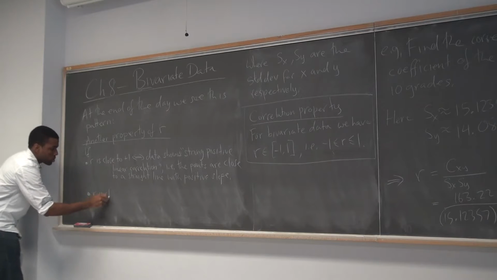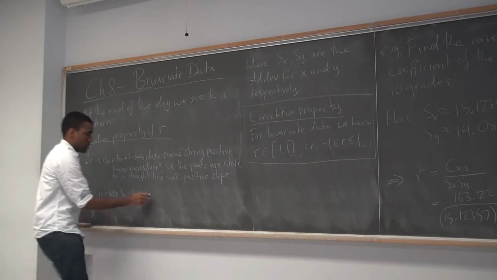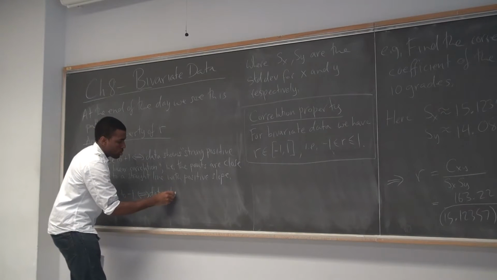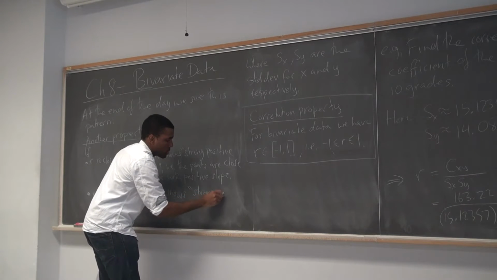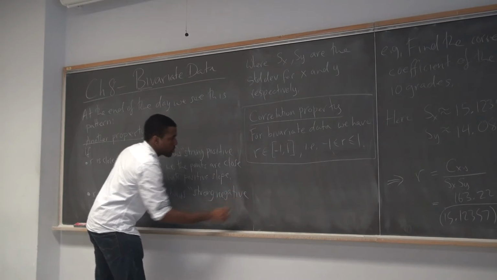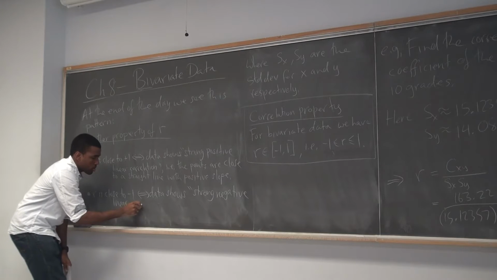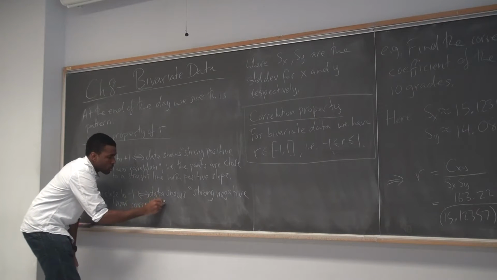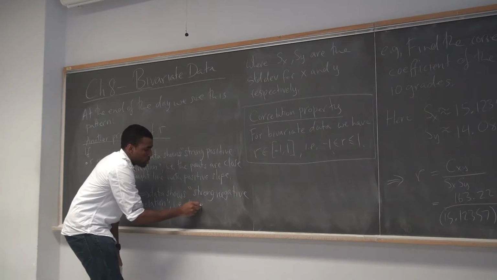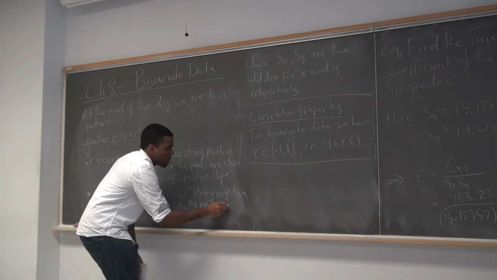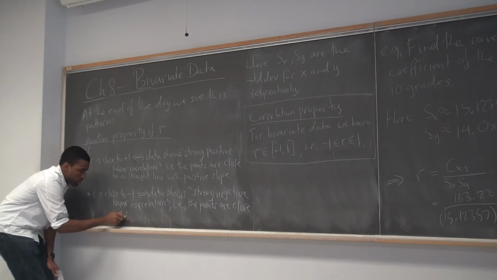If r is close to -1, that means the data shows strong negative correlation. That is, points are close to a straight line with negative slope.